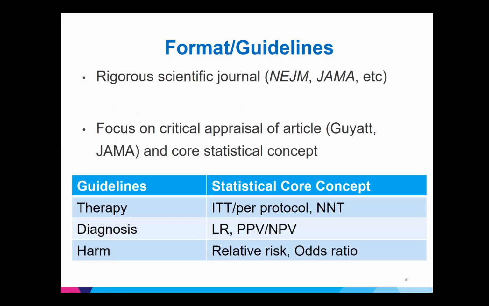So after we have this article, that's a rigorous scientific journal, you then want to do the critical appraisal. We'll have the JAMA guidelines for these different types of questions: therapy, diagnosis, and harm. But what we hope by the end of your first year is that you've been introduced to this terminology. So for therapy, we'll focus on intention to treat, per protocol, and how to calculate number needed to treat. For diagnosis, we'll introduce likelihood ratio and positive and negative predictive value.